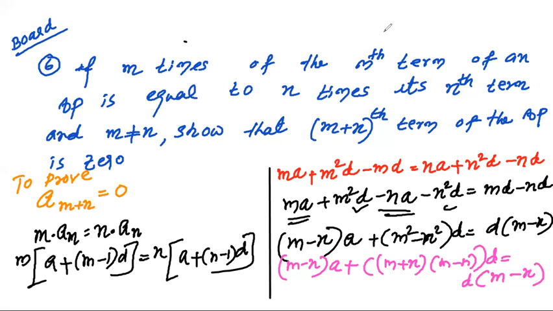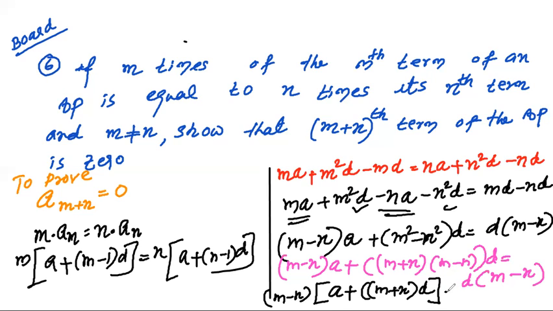Now listen. You can see that in all terms, m minus n is common. We can take it outside: m minus n into a plus, then what else is there? m plus n has gone out with m minus n outside. Then we can see m plus n into d will be there.